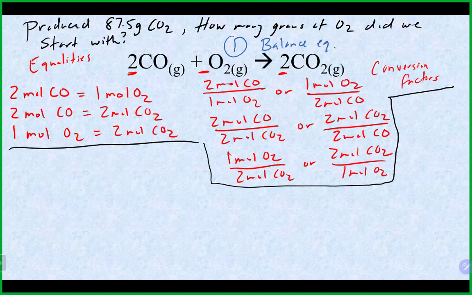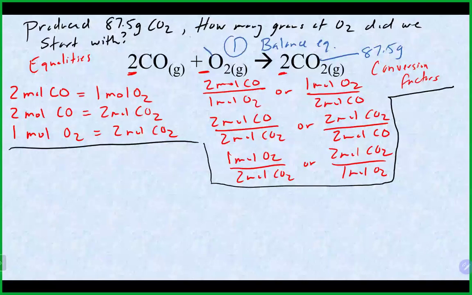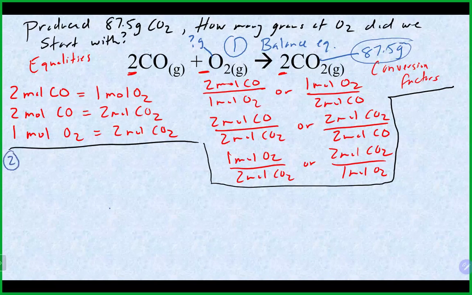Step number 2 is to take whatever they gave us. In this case, we have 87.5 grams of CO2, and we want to know how many grams of O2 we are going to produce. So in this case, we do need to convert this into moles, which is the second step. So we're going to convert into moles.